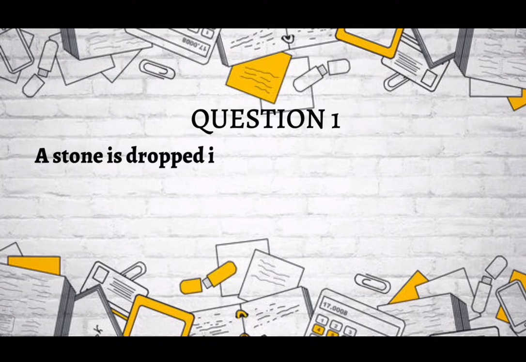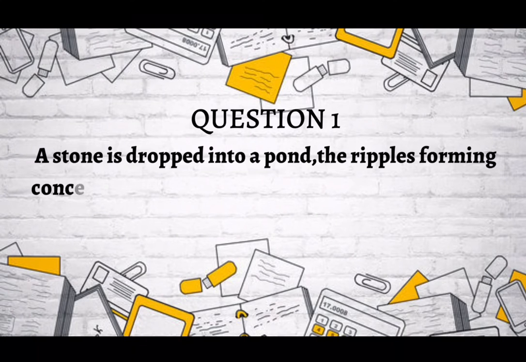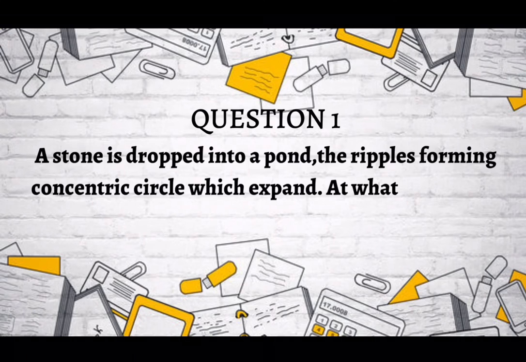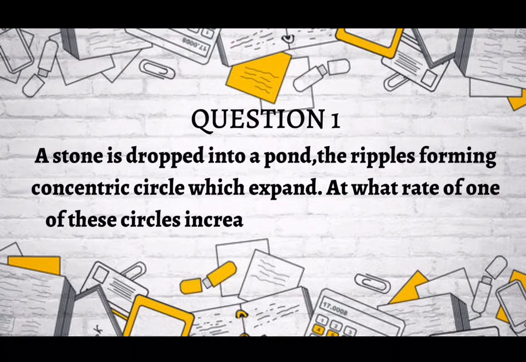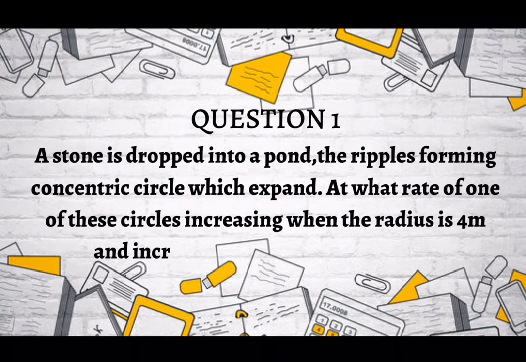Question and answer. Question 1. A stone is dropped into a pond. The ripples form concentric circles which expand. At what rate is the area of one of these circles increasing when the radius is 4 meters and increasing at the rate of 0.5 meter per second?